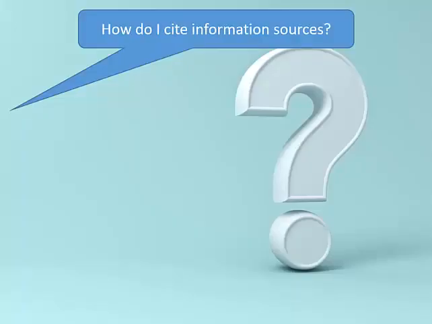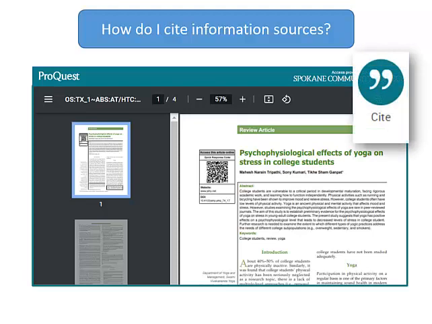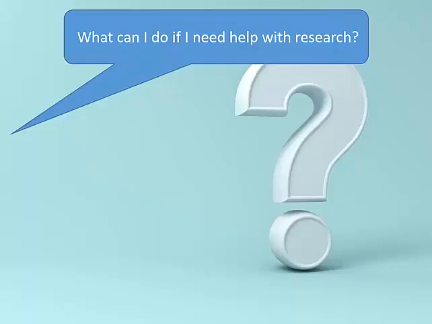How do I cite information sources? You'll learn about citation styles like MLA and APA in various classes at college, and library databases have citation generators that create citations for you, which you can copy and paste. Also, librarians and SCC tutors will help you cite sources, and the library homepage has links to citation guides, tools, and how-to videos.